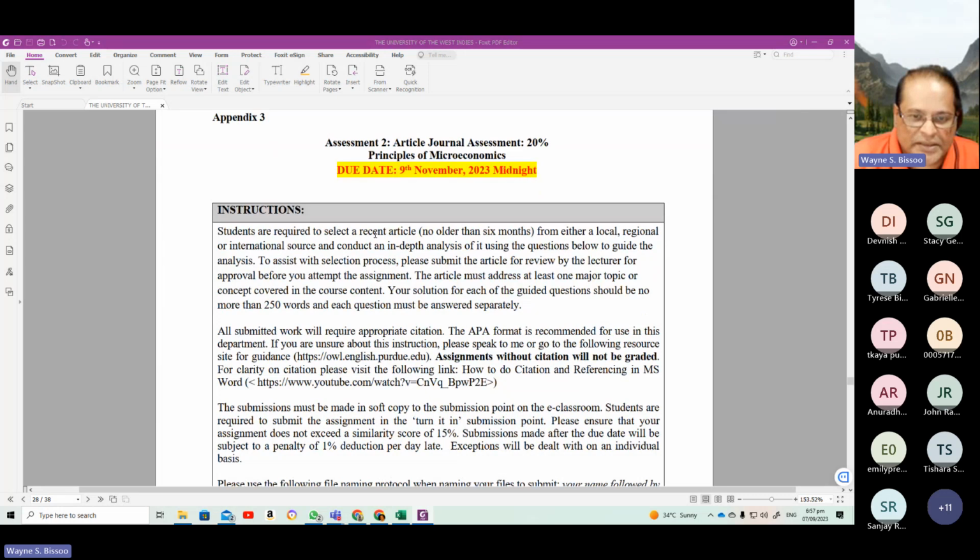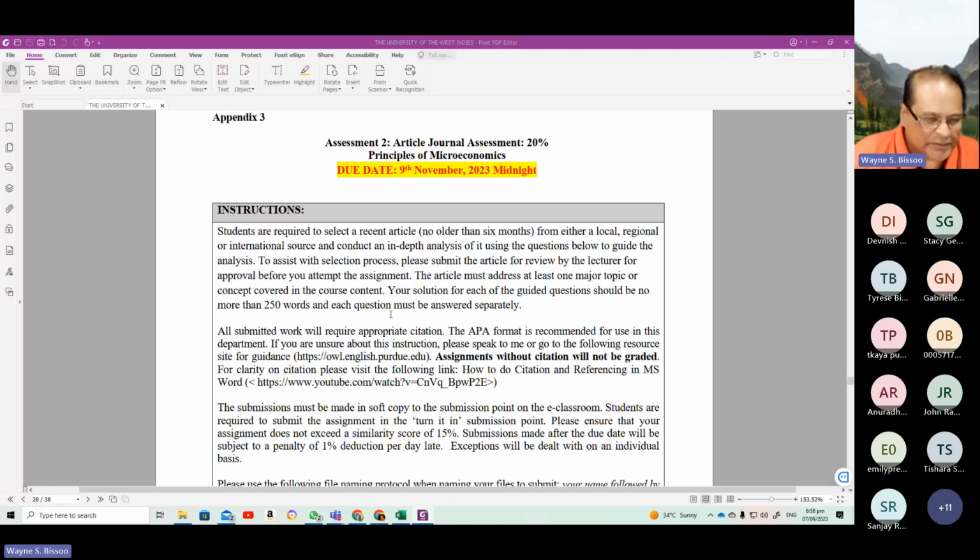Students are required to select an article no older than 6 months. Of course, the reason for no older than 6 months is that if it's older than that, it tends to be irrelevant or things have changed. It could be from local, regional, or international sources, and you conduct an in-depth analysis using the question guide that is down below. The article must address at least one major topic or concept covered in the course content. Your solution for each of the guided questions should be no more than 250 words.